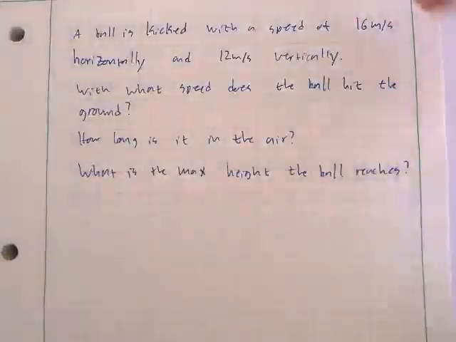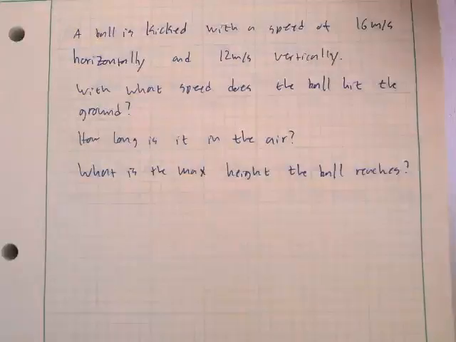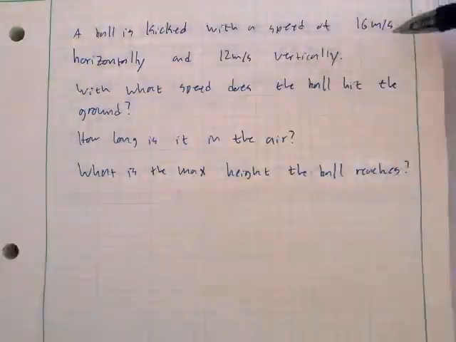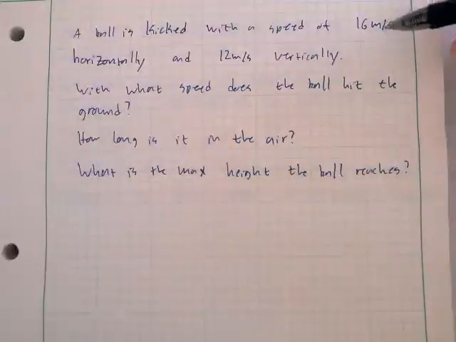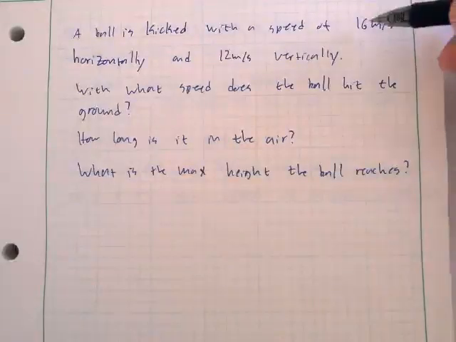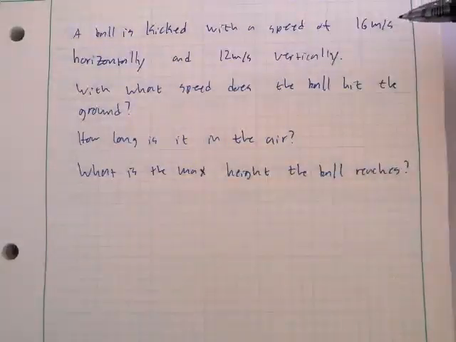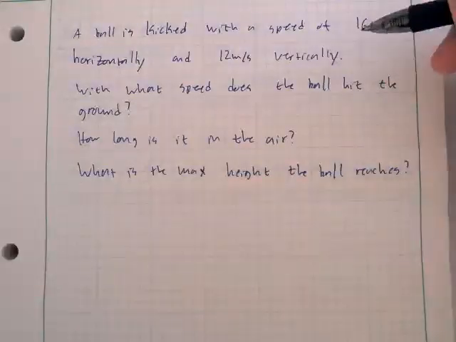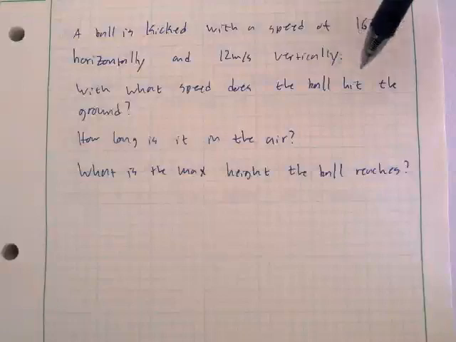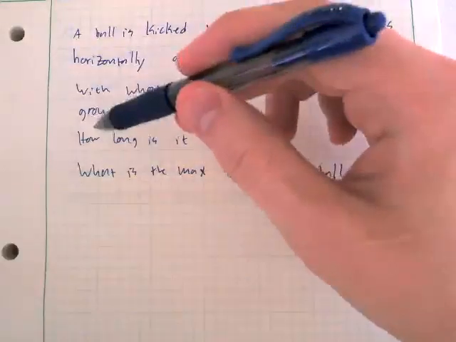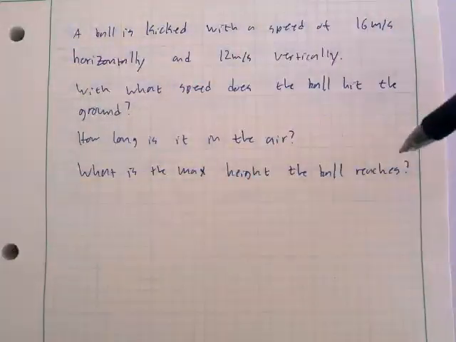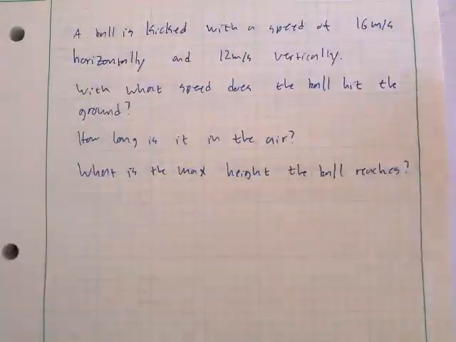In this case, we're going to have a ball that is kicked with a speed of 16 meters per second horizontally and 12 meters per second vertically. So now we do have projectile motion, but we don't have a zero launch angle. We are launching at some kind of angle here. We have both the x and y components of our velocity initially as this projectile is launched. So then we can ask, with what speed does the ball hit the ground? How long is it going to be in the air? And what is the maximum height that the ball reaches?